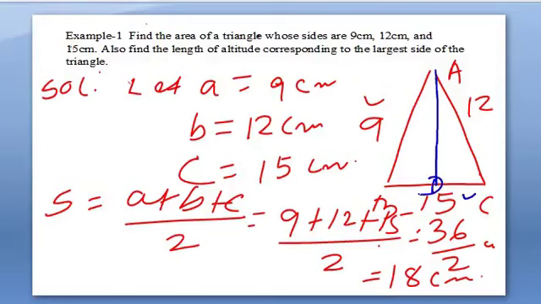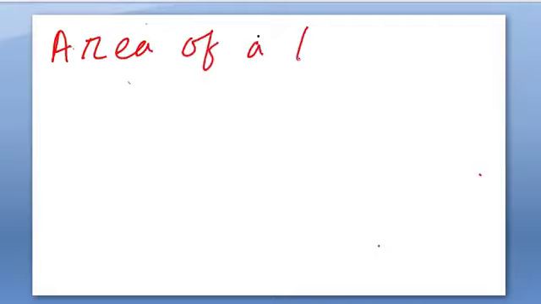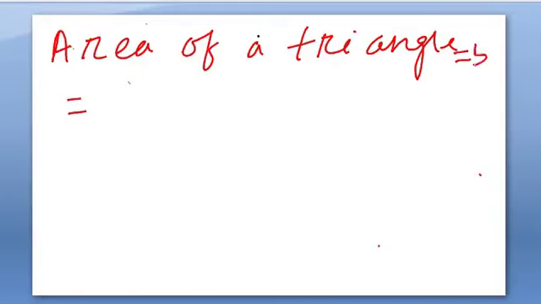Then find the height, that is the altitude of a triangle. So we came to know that the area of a triangle equals 54 square centimeter, which implies that the area of a triangle equals half into base into height.